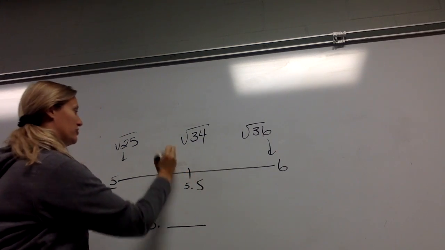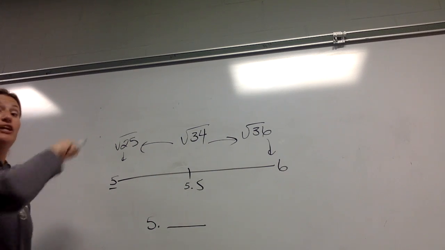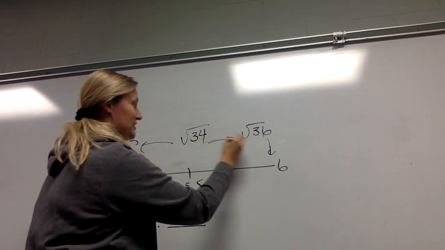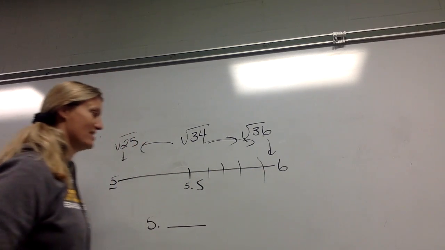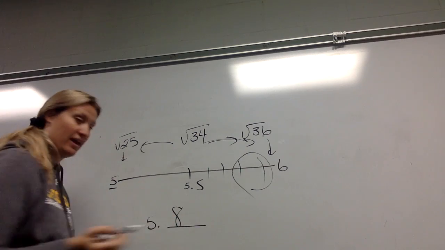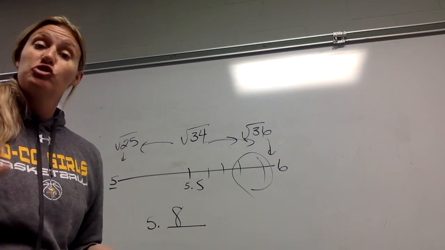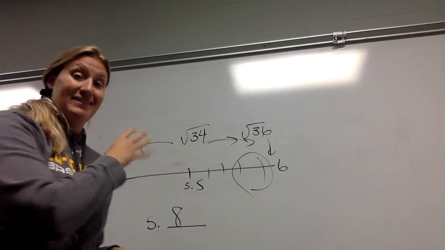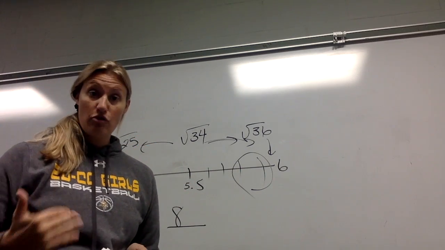Now, is 34 closer to 25 or closer to 36? It is way closer to 36. So it's definitely going to be 5.6, 5.7, 5.8, or 5.9. Since it's really close to 36, I'm going to go with the 5.8 or 5.9. The actual answer is 5.83. So any of those would have been acceptable. This just takes a lot of practice, your perfect square poster, and continuing to go through that process.